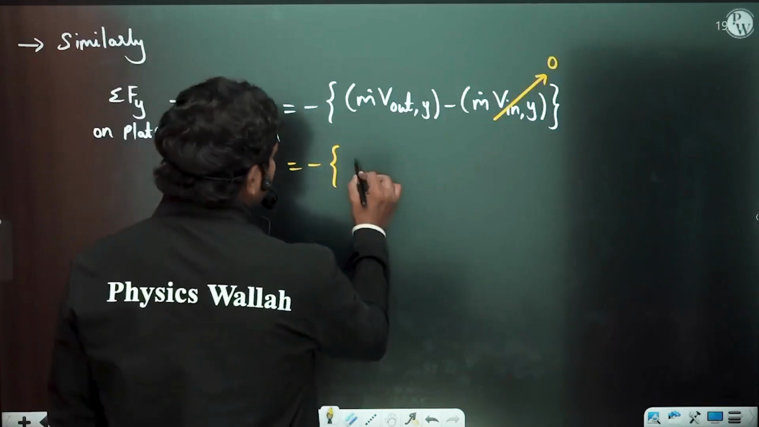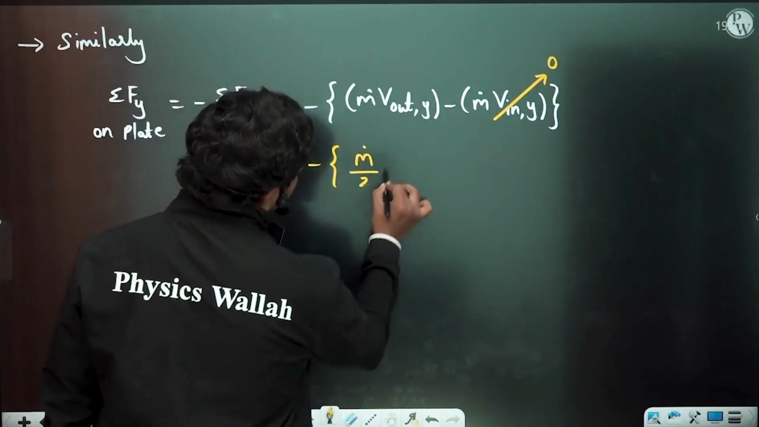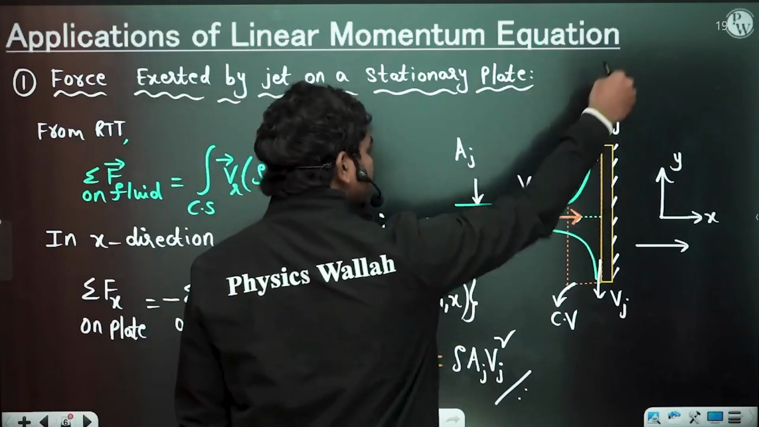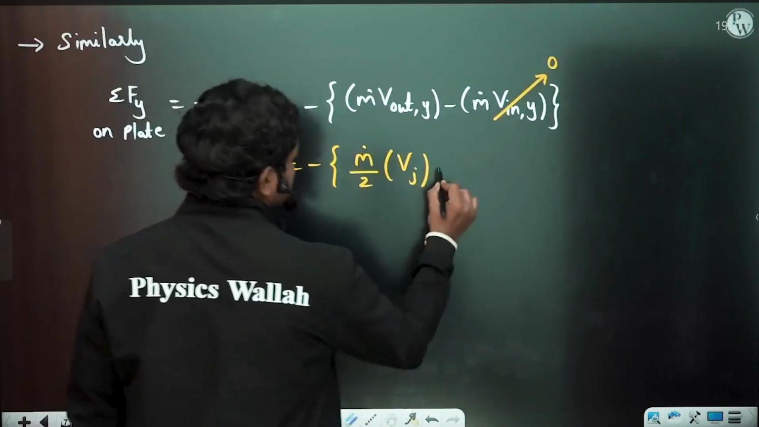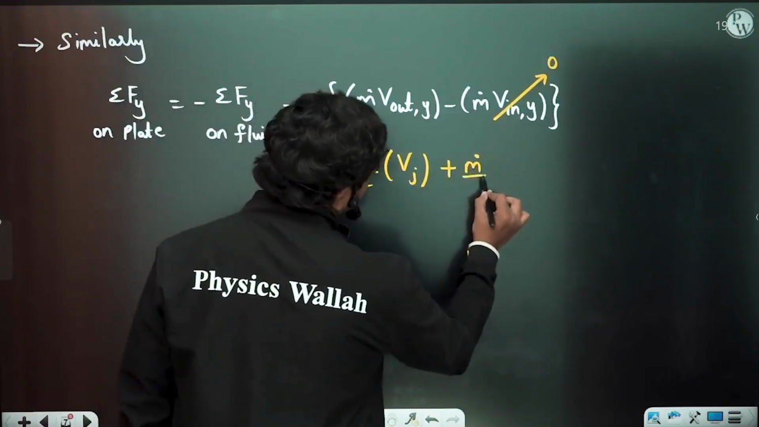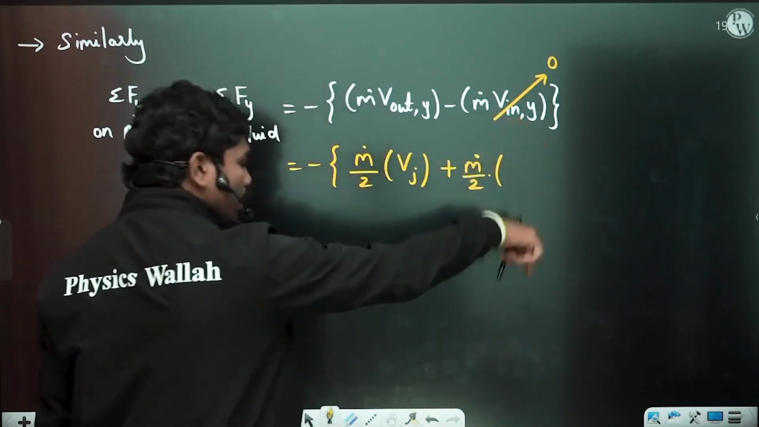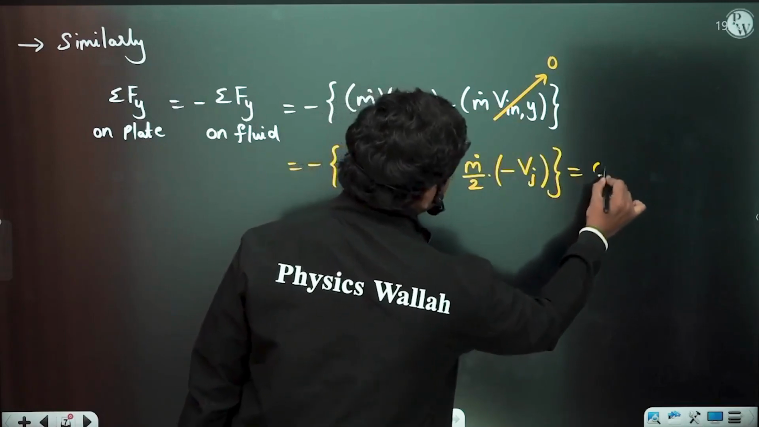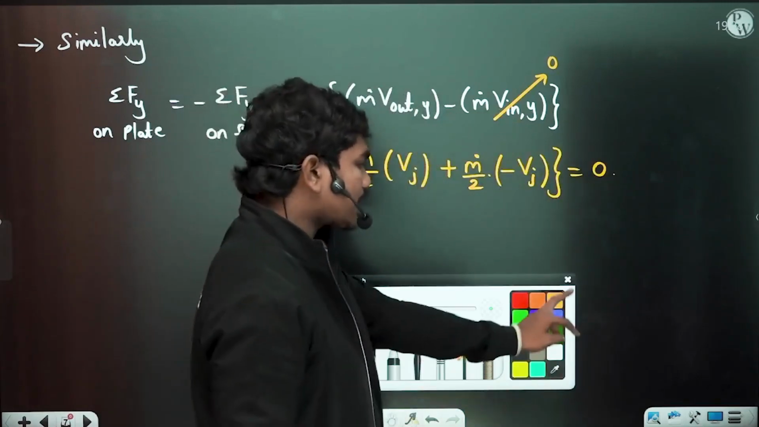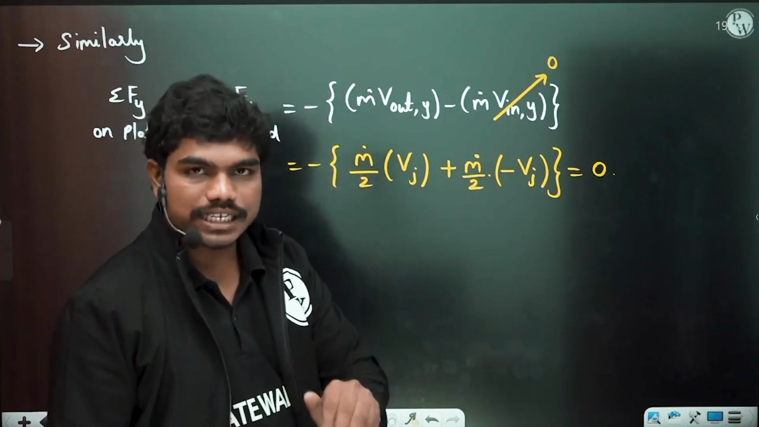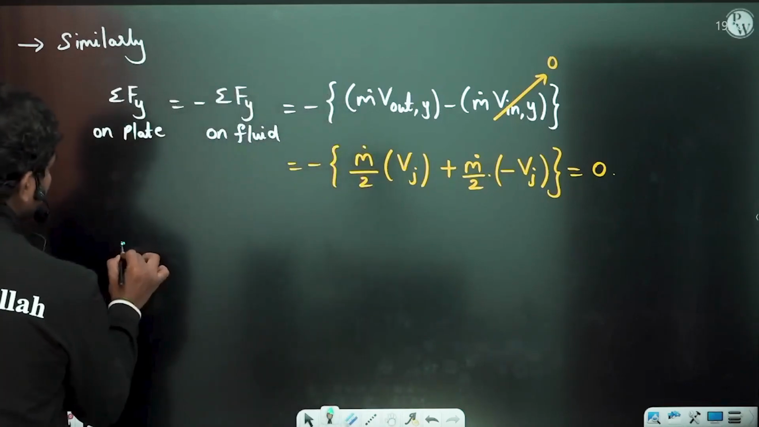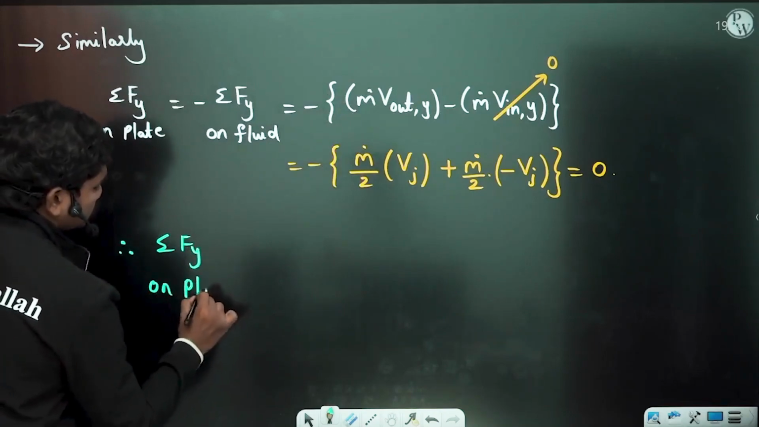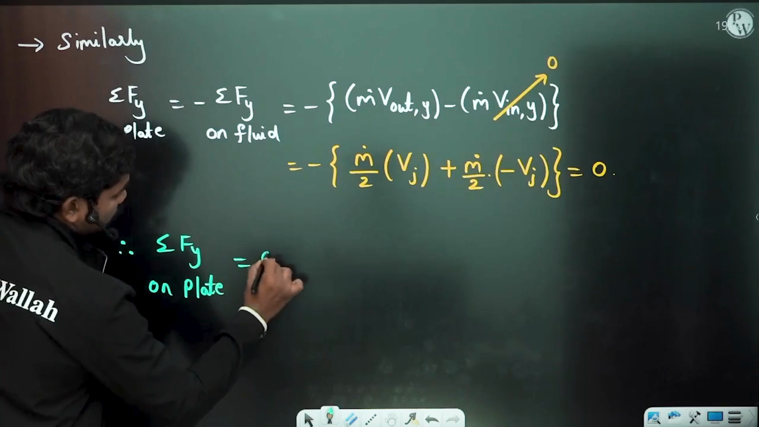So you write half of the mass, m dot by 2, is going at a velocity of vj in the positive y direction, plus the remaining half m dot by 2 is going downwards, so this is minus vj. Whenever this is minus vj, the answer is 0. So the net force acted on the plate by the fluid is 0 in the y direction. Sigma fy on plate is equal to 0.